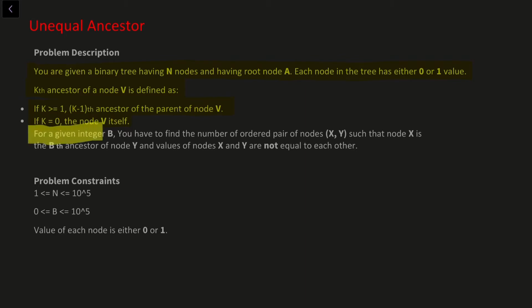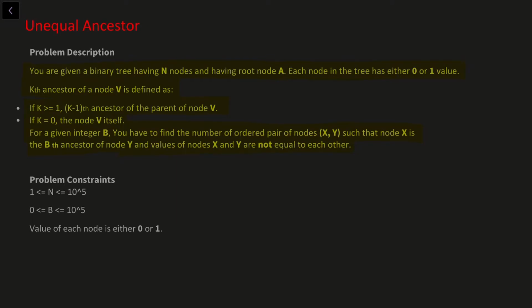For a given integer b, you have to find the number of ordered pairs of nodes x, y such that node x is the bth ancestor of node y and the values of node x and y are not equal to each other. The problem constraints are n can vary from 1 to 10 raised to power 5, b can vary from 0 to 10 raised to power 5, and the value of each node is either 0 or 1. Now let us move on to see some examples.